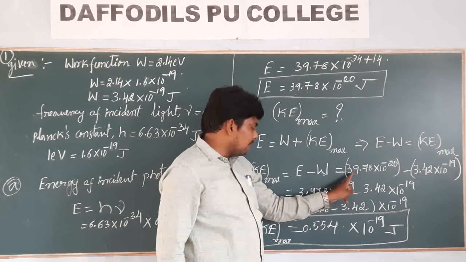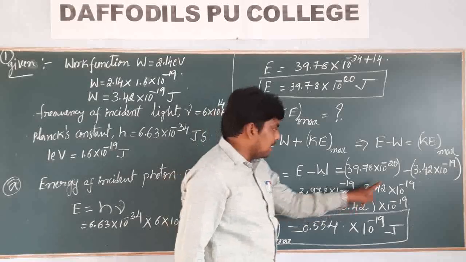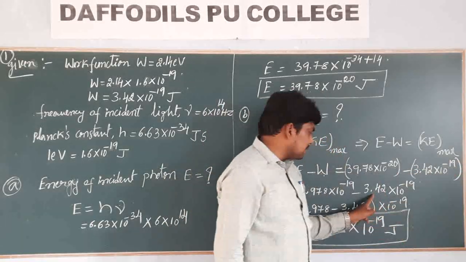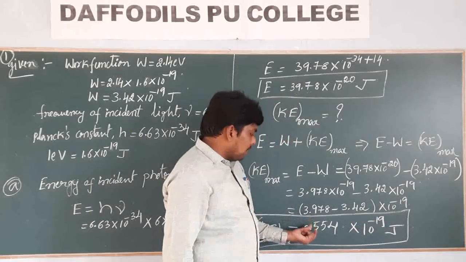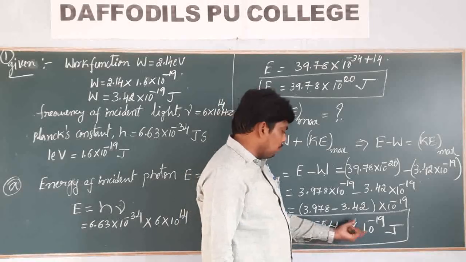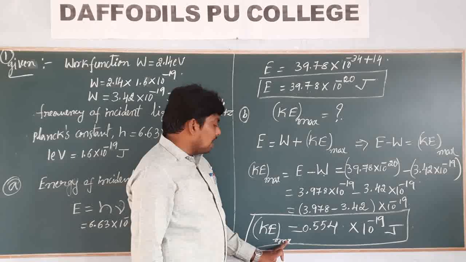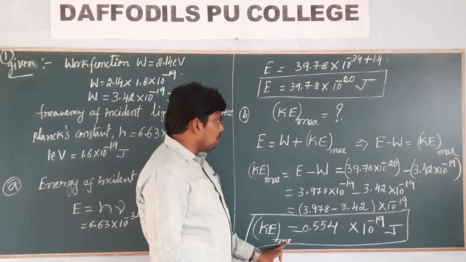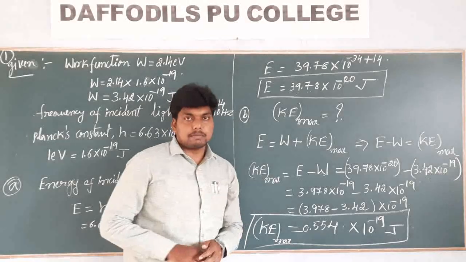The energy becomes 3.978 into 10 to the power minus 19 minus 3.4 into 10 to the power minus 19. Here 10 to the power minus 19 is the common thing. Then the remaining value will be equal to 0.554 into 10 to the power minus 19 joule. This is the kinetic energy of the photoelectron, and this is the energy of the incident light.